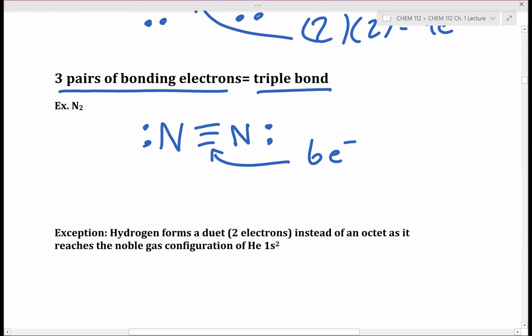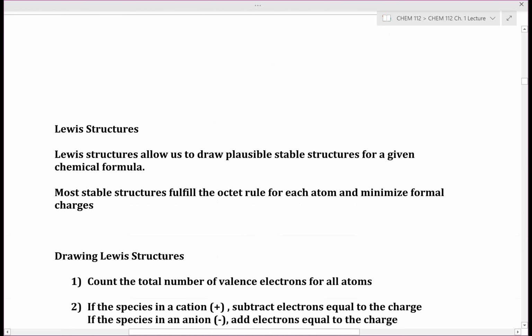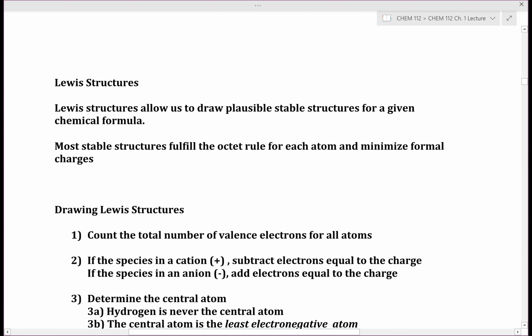So with this run through of chemical bonding and what each of these bonding conventions represent, we're now going to start to generate what are known as Lewis structures. We're going to try to draw plausible arrangements of bonds and atoms for a given chemical formula. So we're trying to draw plausible, stable structures for a given chemical formula. As a general rule, most stable structures will fulfill the octet rule and they will minimize formal charges. We'll talk more about formal charges in a moment.